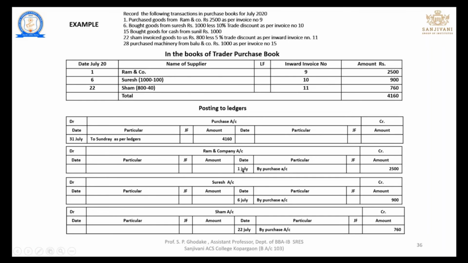We can write on the debit side, goods account, that is the purchase account: purchase account debit to Ram and Company. On the purchase account debit side we write Ram and Company, and on the Ram and Company account credit side we will write by purchase account. In the same way we have posted the purchase book transactions into the respective ledgers. Now you are clear about how to enter the transactions in the purchase book and how to post them in the respective ledgers. Now we'll understand the second important goods journal, that is the purchase return book.